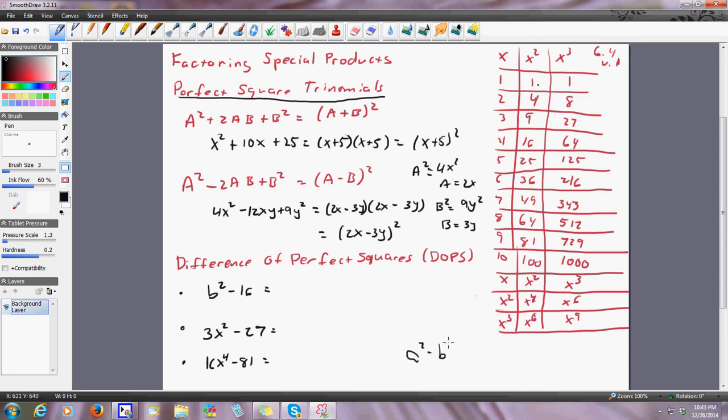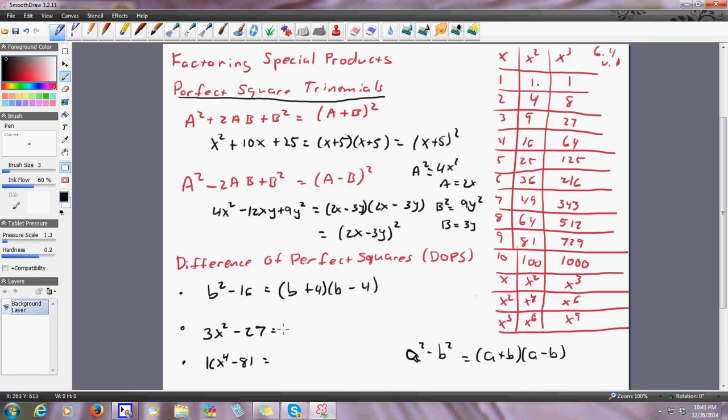A squared minus b squared equals a plus b times a minus b. You find the square root of a squared, you find the square root of b squared, and it's very easy. The square root of b squared is b. Square root of 16 is 4, so it's going to be b and 4. One's going to be positive, one's going to be negative.